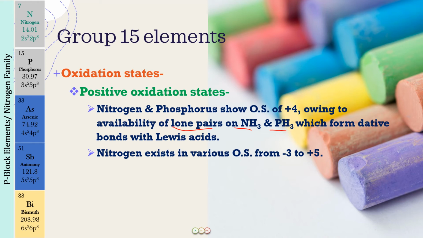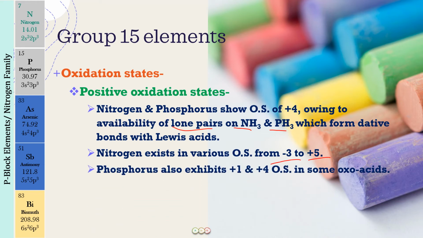So nitrogen is going to be the only element from group 15 which is available in all the oxidation states from -3 to +5. I'll show them to you now also. And then phosphorus also exhibits +4 and +1 oxidation states in some oxoacids.